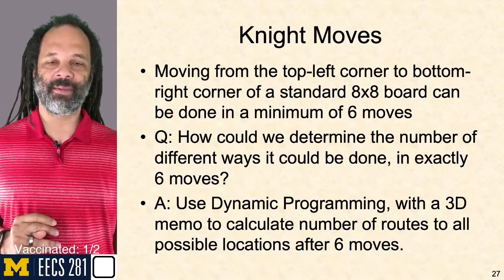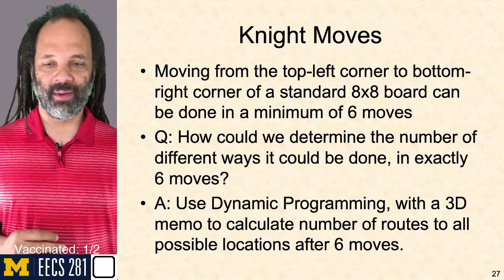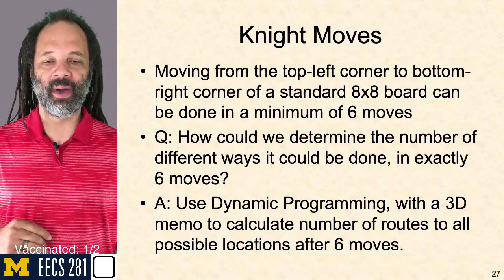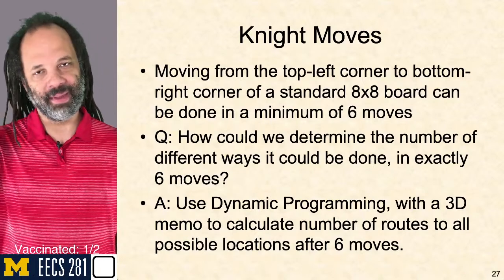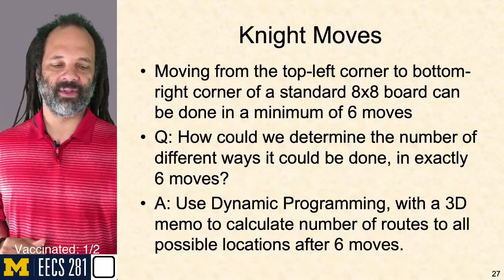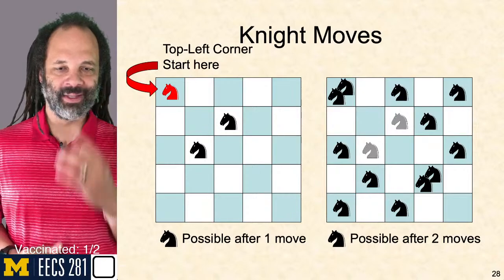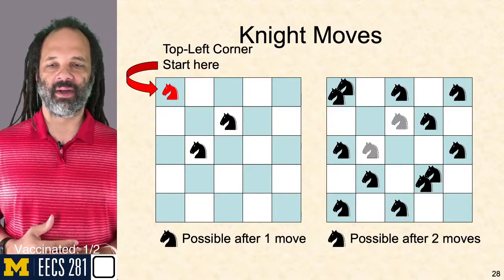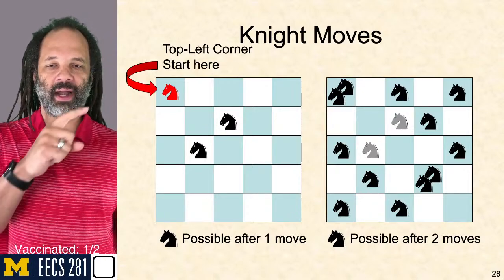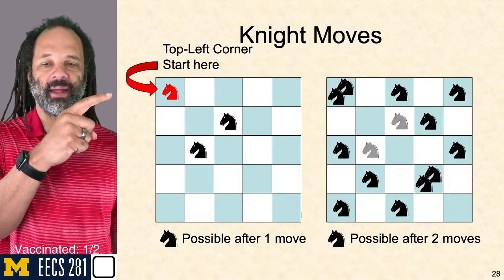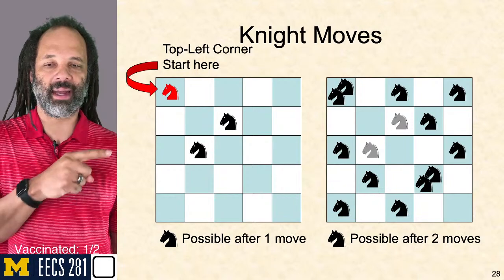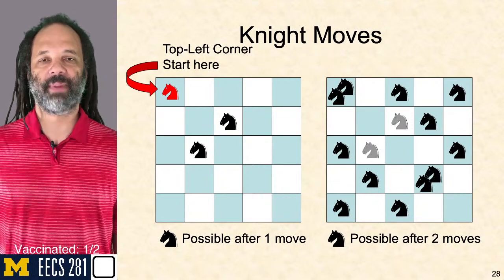Let's use dynamic programming with a 3D memo. The 3D memo is going to calculate all the moves from the beginning all the way to the end after 6 moves. This is an example of what this might look like. We start out at the top left corner here. After 1 move, this red knight can go to either of these 2 black knight positions. That's possible after 1 move.